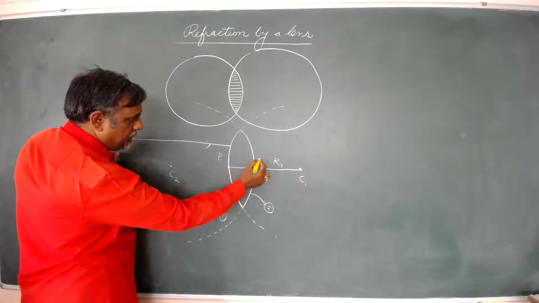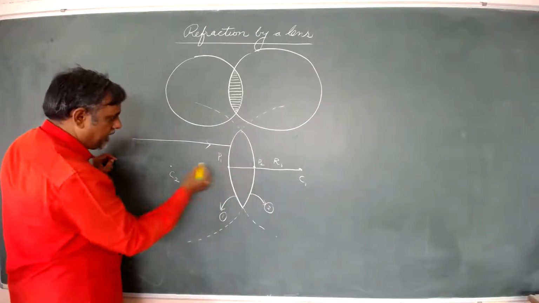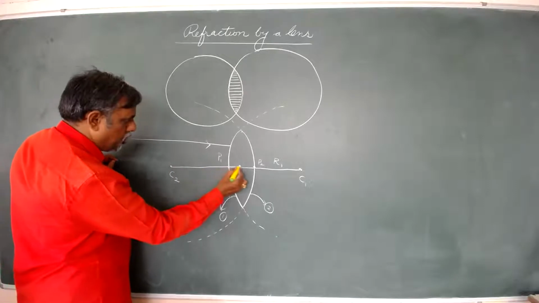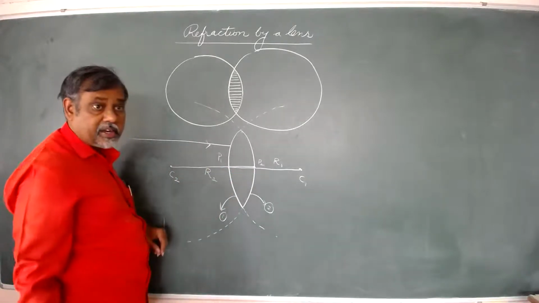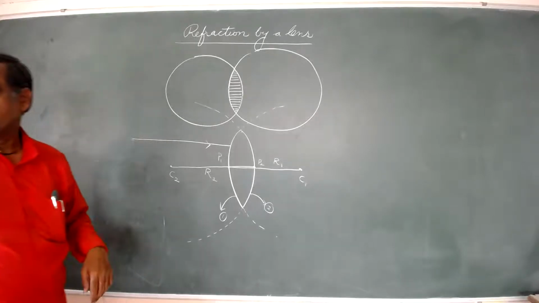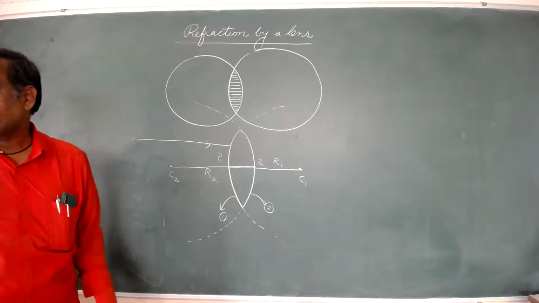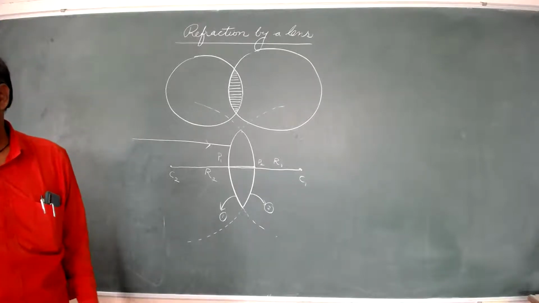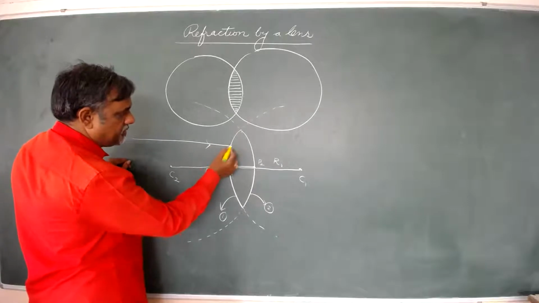Now, if at all you extend this, there will be some center for this secondary curvature, that is P2 over here. This is a secondary pole. Now, the secondary pole to C2, if at all you join, you will be getting one more radius, the secondary radius of curvature. That is nothing but secondary radius of curvature.